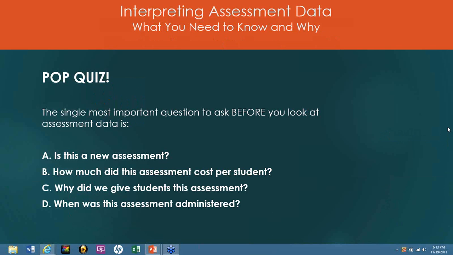And Mark, is the right answer C? Oh yes, absolutely. I'm sorry, I must have said that when I was muted. But absolutely, the right answer is C. Always ask, why did we give students this assessment? Good work, Liz. Thank you.